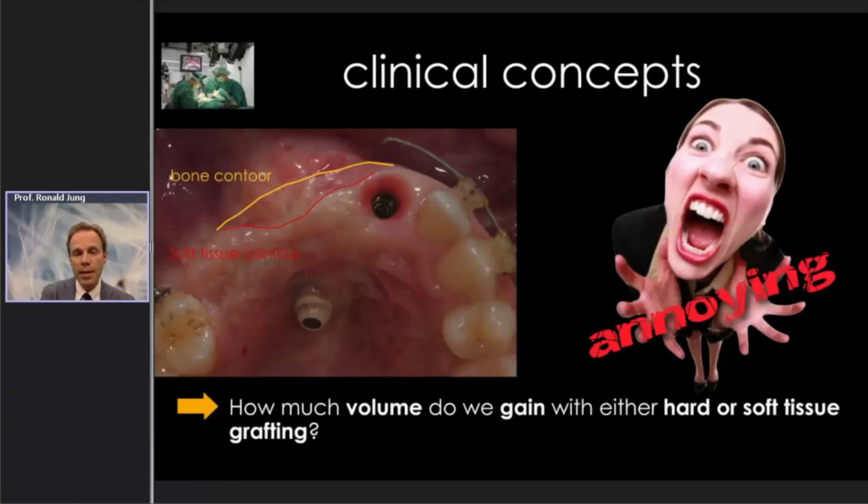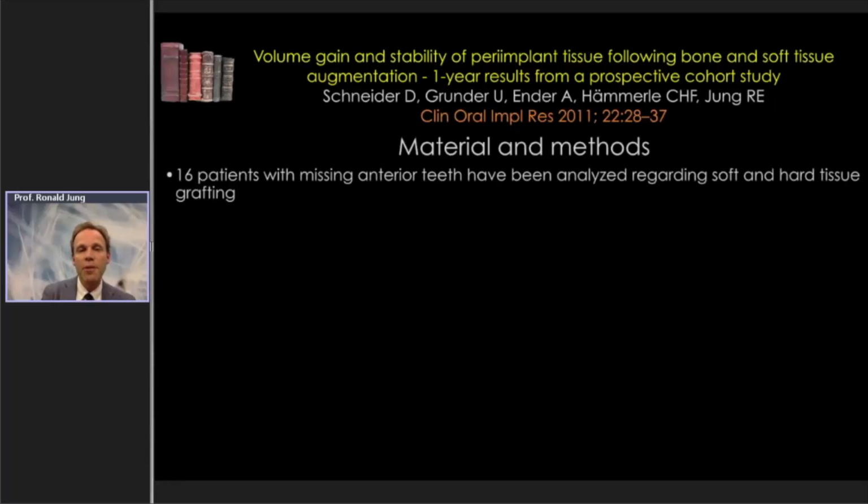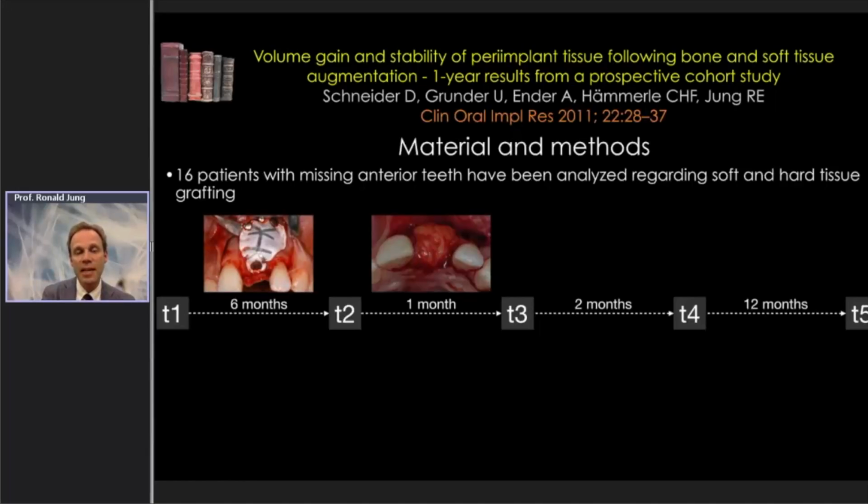There was one study by Dave Schneider within the office of Uli Grunder, where we looked at which type of technique brings us to what amount of volume gain. We had a total of 16 patients who were treated first with a GBR procedure with a simultaneous implant placed. Secondly, they received a connective tissue graft. Then a buccal connection was performed, and then the crown was placed and followed up for 1 year.